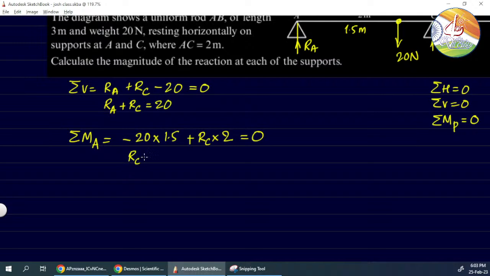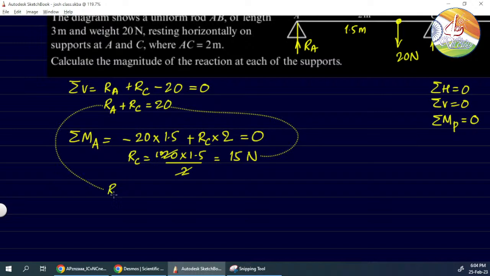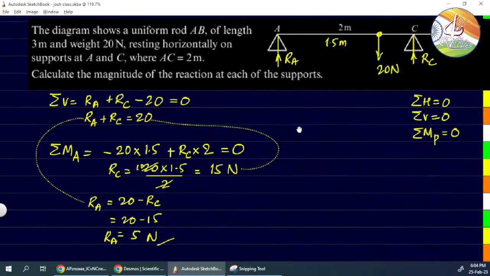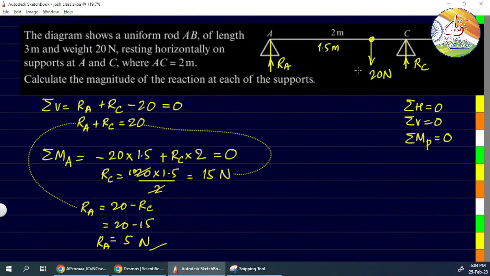Now find the value of RC. RC will be 20 into 1.5 by 2, that is 30 by 2, so that is 15. So the RC value we got is 15 newtons. If you substitute this value, you will get the value of RA. RA is 20 minus RC, that is 20 minus 15, or 5 newtons. Clear? Yes, sir. So this way you can use moments to find unknown reactions.